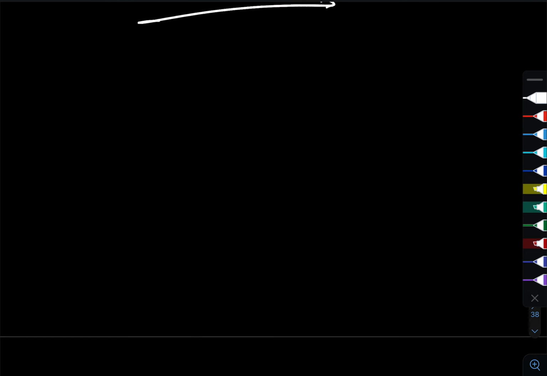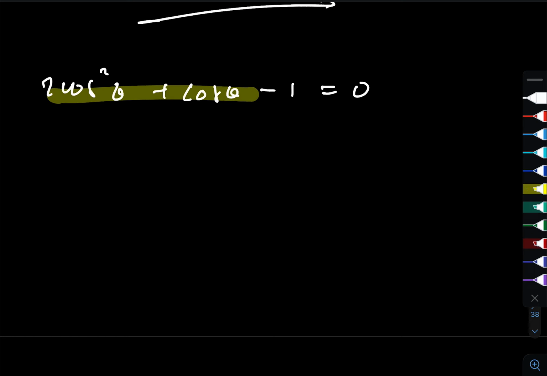Let's say they've given you 2 cosine squared theta plus cosine theta minus 1 equals 0. Now, the first thing you need to do is to identify what that is. The 2 cosine squared theta plus cos theta minus 1. If you can factorize algebraic equations, it's easy to factorize trigonometric equations, because what we do essentially is the same. It just looks different when you're dealing with the ratios.